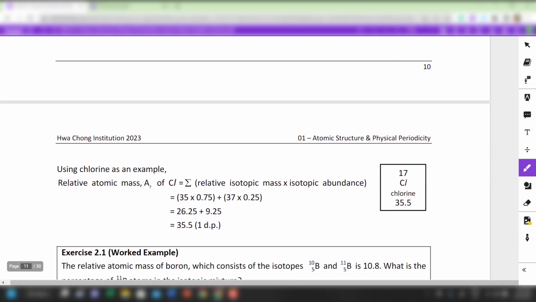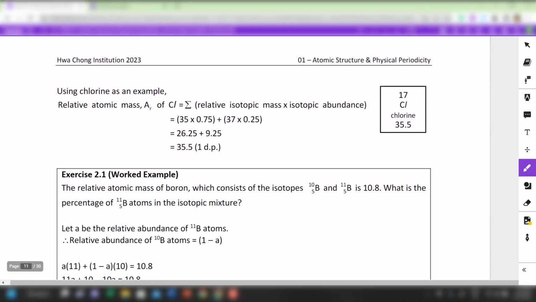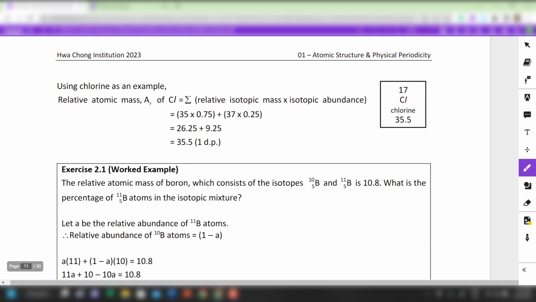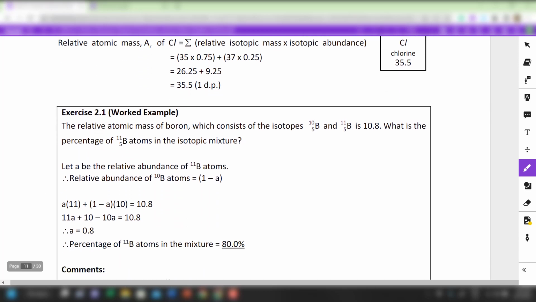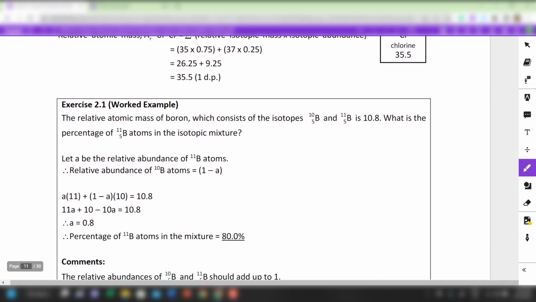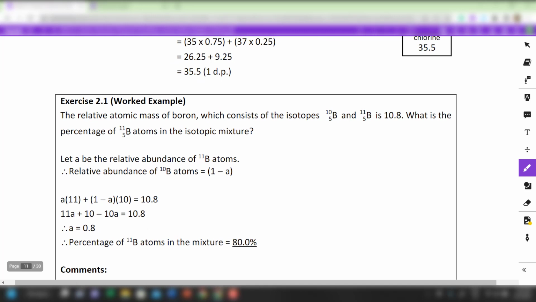Okay, so over here, there is a sample calculation being done for you to determine the relative atomic mass. We have example 2.1 as a worked example. Over here, the relative atomic mass of boron, which consists of the isotopes boron-10 and boron-11, is 10.8. What is the percentage of boron-11 in the isotopic mixture?